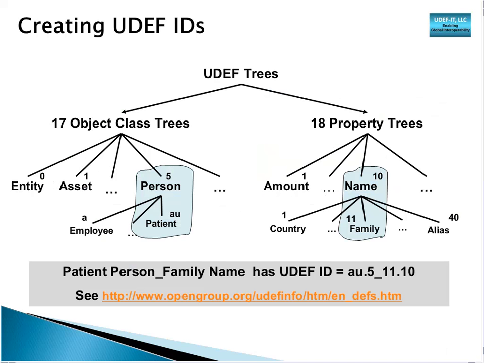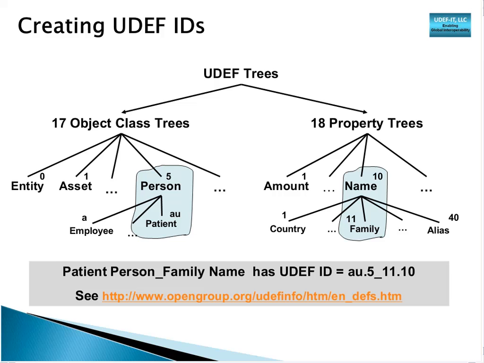So person and roles of person, so employee person, patient person, and there's a huge number of roles for person that show up in the UDEF object trees, but then the property trees do similarly. And so you end up then with a unique identifier based on that tree structure.